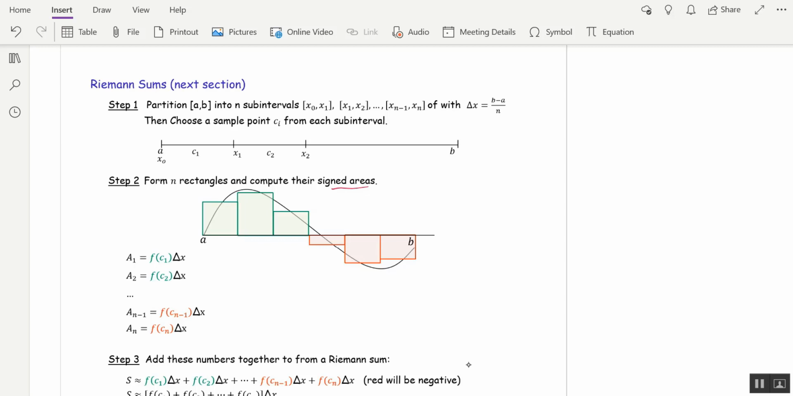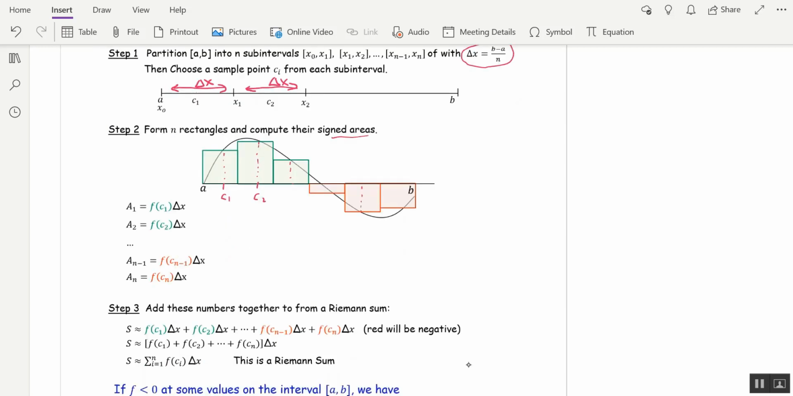You can partition the interval from a to b into subintervals. So each of these has width delta x. And then suppose you pick a test point, c_1, from each subinterval. Now, that doesn't have to be a midpoint. I've drawn it so it's midpoints, but it could be any random point. So this would be c_1. This would be c_2. And the height of the rectangle is going to be determined by the value of the function at that point. So the area of rectangle 1 is f of c_1 times delta x. The area of rectangle 2 is f of c_2 delta x.